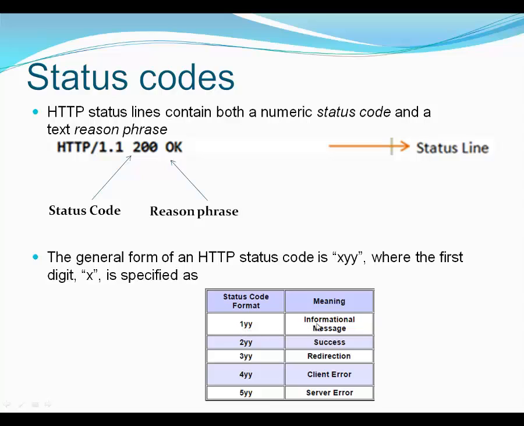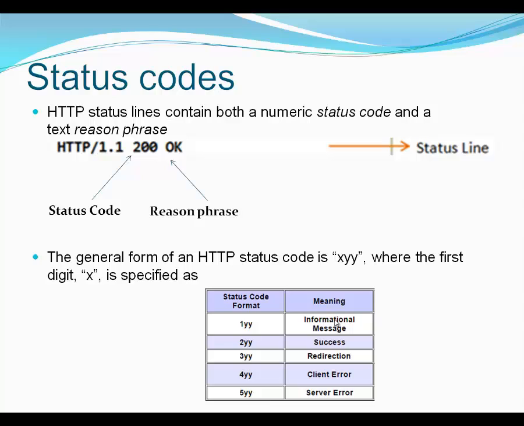One is informational messages like continue. If there is a slow connection, it's sending data, and still some more data needs to be sent, it will say okay, continue. We'll continue to send some more data. 2YY or 2XX represents success, like 200. That means it is successful. It's okay. It's going good.